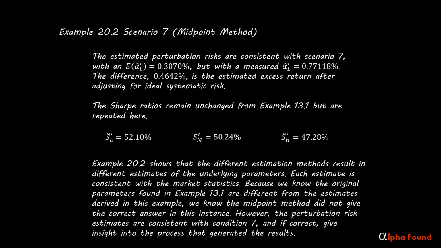Example 20.2 shows that different estimation methods result in different estimates of the underlying parameters. Each estimate is consistent with the market statistics. Because we know the original parameters found in example 13.1 are different from the estimates derived in this example, we know the midpoint method did not give the correct answer in this instance. However, the perturbation risk estimates are consistent with condition 7 and, if correct, give insight into the process that generated the results.